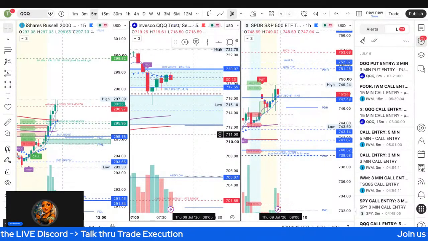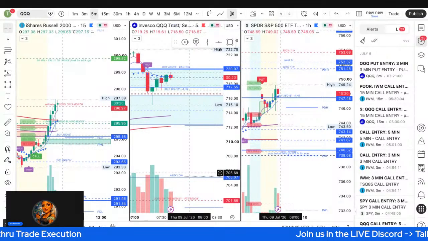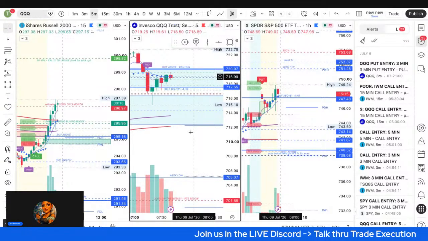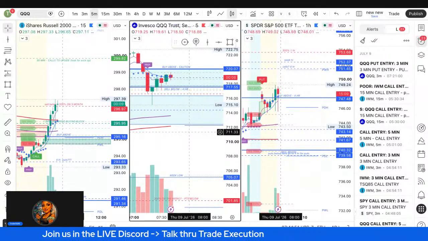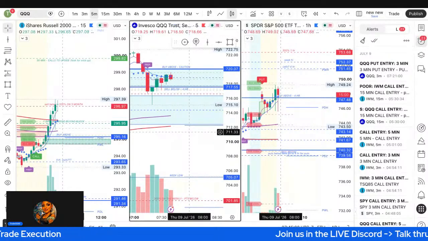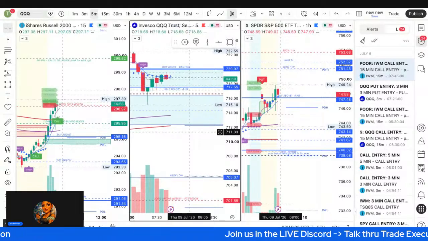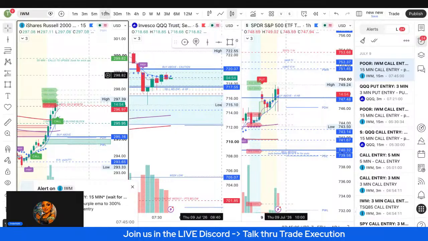It's trying to break to the upside. It might just be QQQ. It's trying to break to the upside and stay above this consequent placement here. Let's see what happens in the next 11, 10, 9, 8, 7, 6, 5, 4, 3, 2, 1. Now we just got into the fall to the upside.